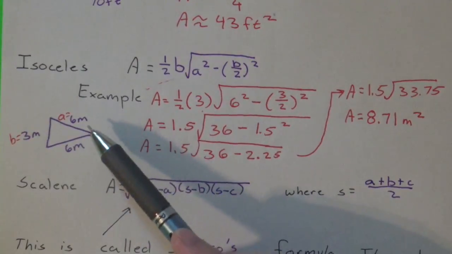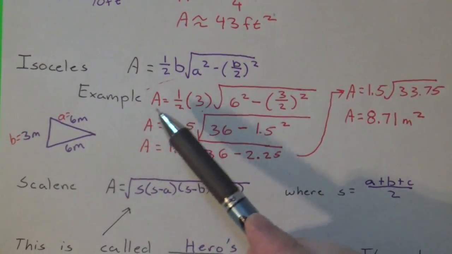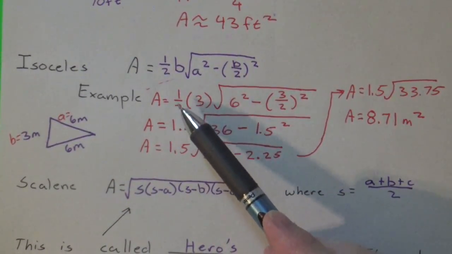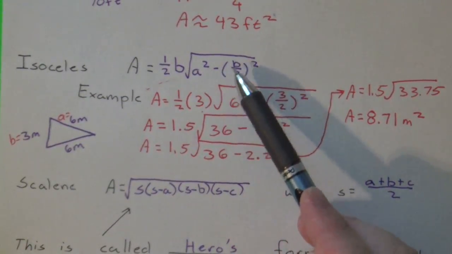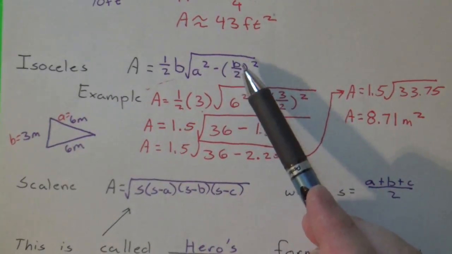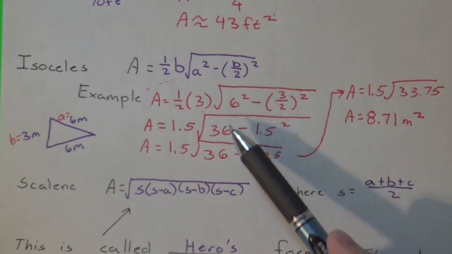And the other two happen to be a. Little a, not big A. So area is equal to 1/2 the base times the square root of a squared minus the base divided by 2, and all of that is being squared.